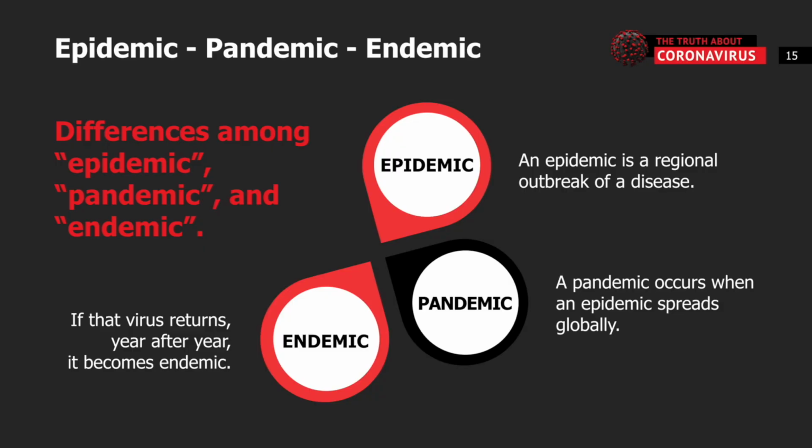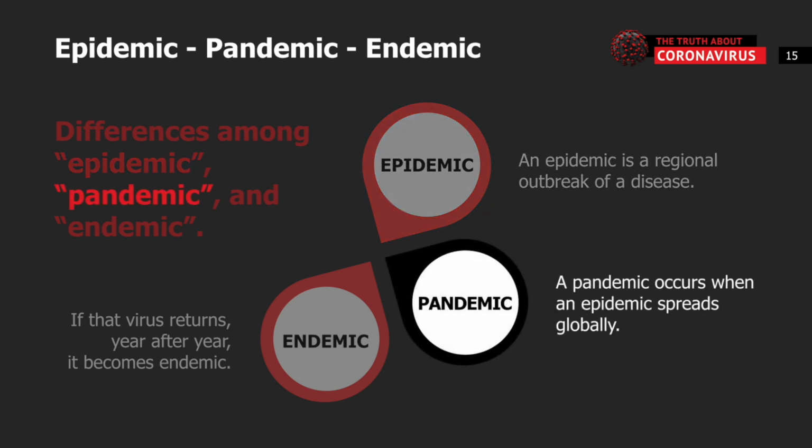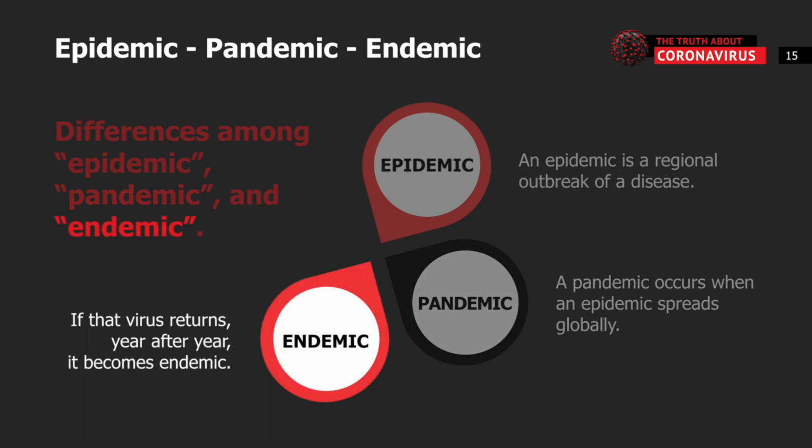Now would be a good time to talk about the differences among epidemic, pandemic, and endemic. An epidemic is a regional outbreak of a disease. A pandemic occurs when an epidemic spreads globally. If that virus returns year after year, it becomes endemic.